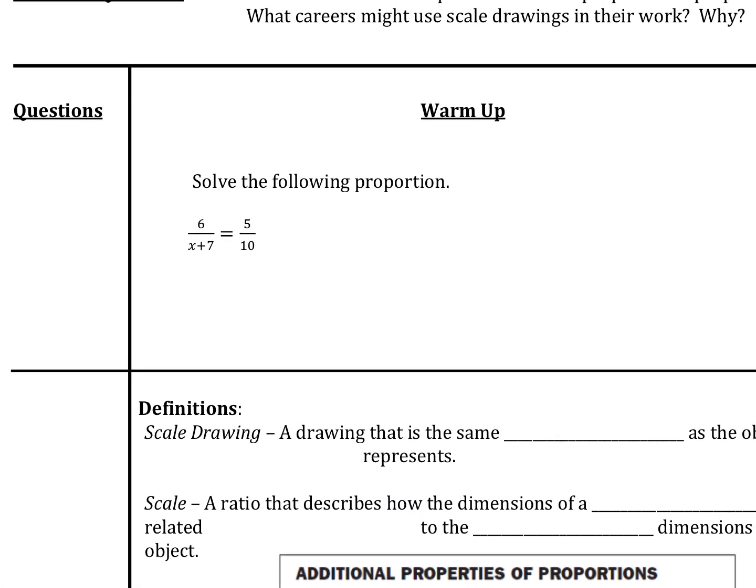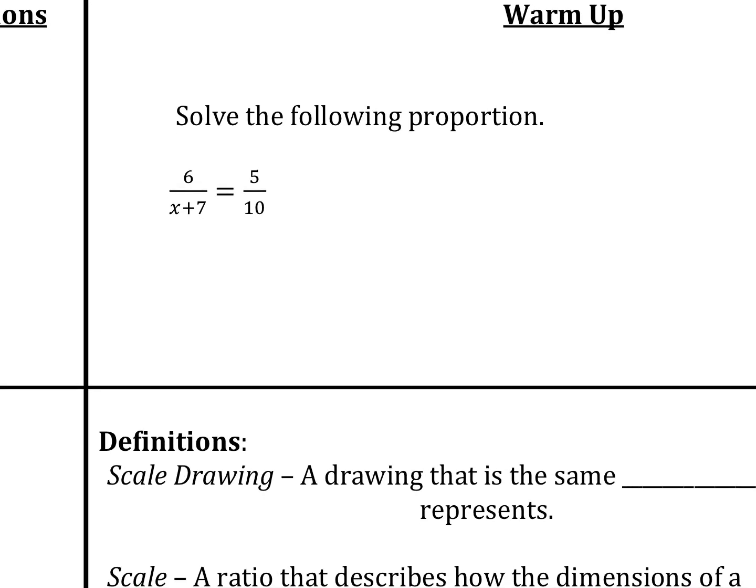We have a warm-up here to solve the following proportion. We have 6 over x plus 7 equals 5 over 10. So go ahead and see if you can solve this. All right, so how do we solve proportions? Well, we're going to cross multiply. So let's do that. Remember, when you have x plus 7 down here, we have to multiply 5 times the entire x plus 7 equals, what's 6 times 10?